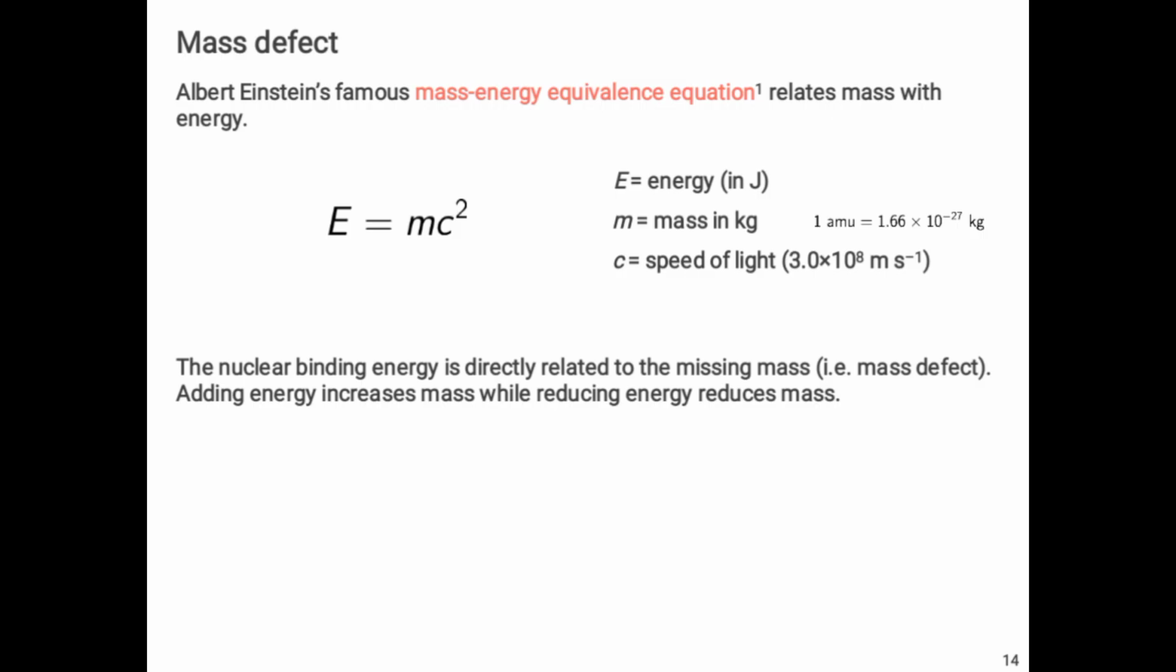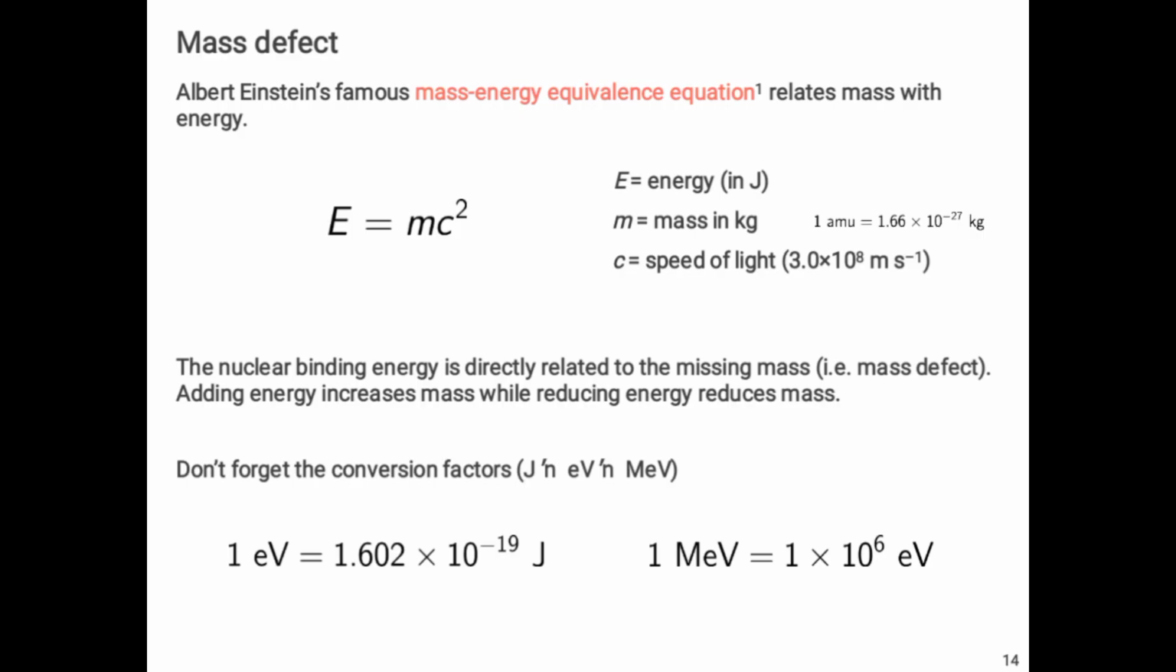Another most important point for this mass defect. Albert Einstein's famous mass-energy equivalence equation relates the mass to the energy. E is equal to mc squared. E is equal to energy. M is equal to mass. C is equal to speed of light. The nuclear binding energy is directly related to the missing mass. Adding energy increases the mass while reducing energy reduces mass.